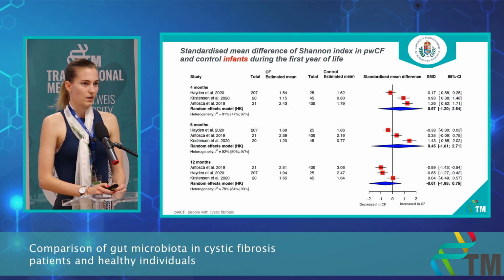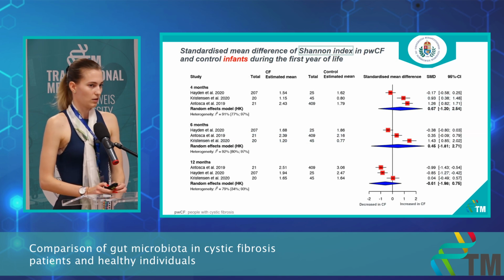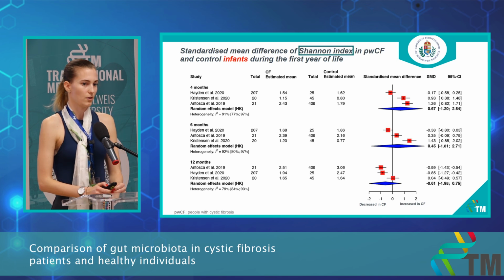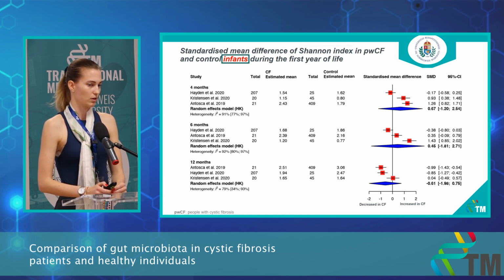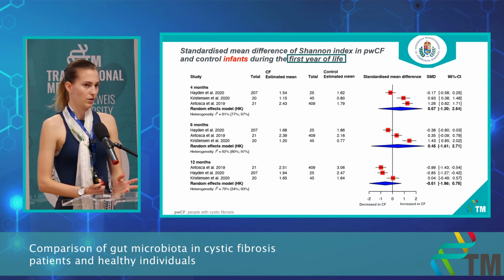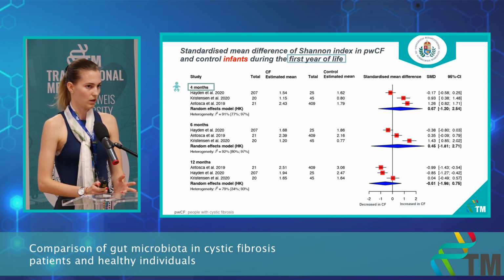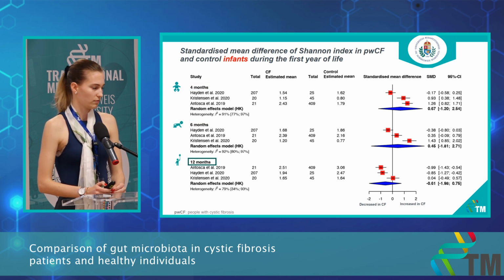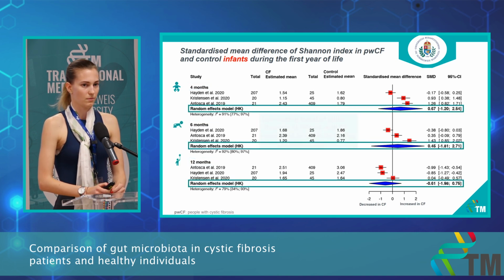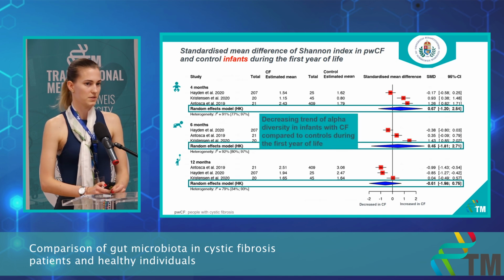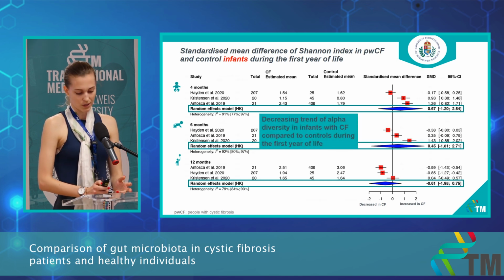On this slide, you can see the longitudinal analysis of Shannon index in infants with CF and controls throughout the first year of life. So the first time point when their stool was analyzed was 4 months, then 6 months of life, and then 12 months of life. If you look at the diamonds, you can see a decreasing trend of alpha diversity in infants with CF compared to controls.